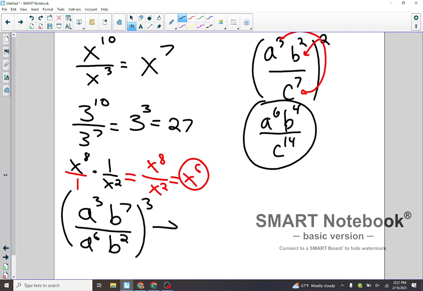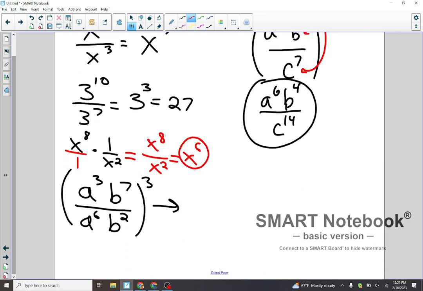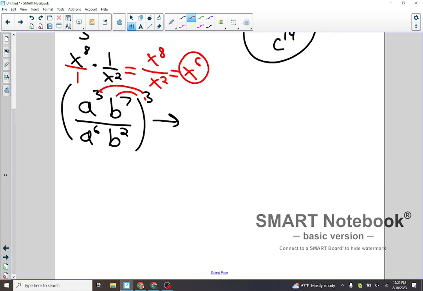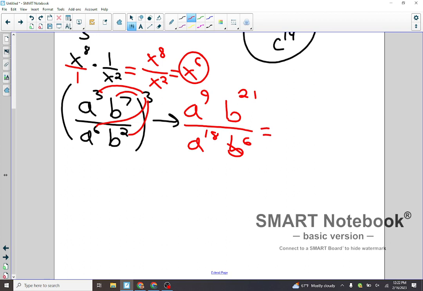Okay. So the first way I'm going to do is distribute first, then subtract. In this case, I'm going to take this 3 and bring it to here, here, here, and here. Which means a to the 9, b to the 7 times 3 is 21, over a to the 6 times 3 is 18, b to the 2 times 3 is 6. But they're the same letter, so now I have to subtract each one. So 9 minus 18 is going to be a to the negative 9. And 21 minus 6 is going to be b to the 15.